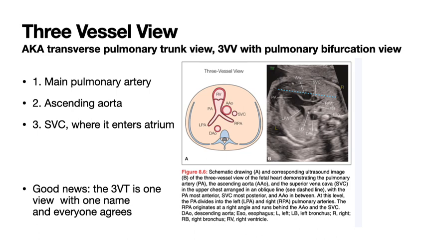But anyway, in the 3-vessel view, the 3 vessels that we see are the main pulmonary artery with its bifurcation, the ascending aorta in cross-section, and then the superior vena cava right where it's about to enter the right atrium.